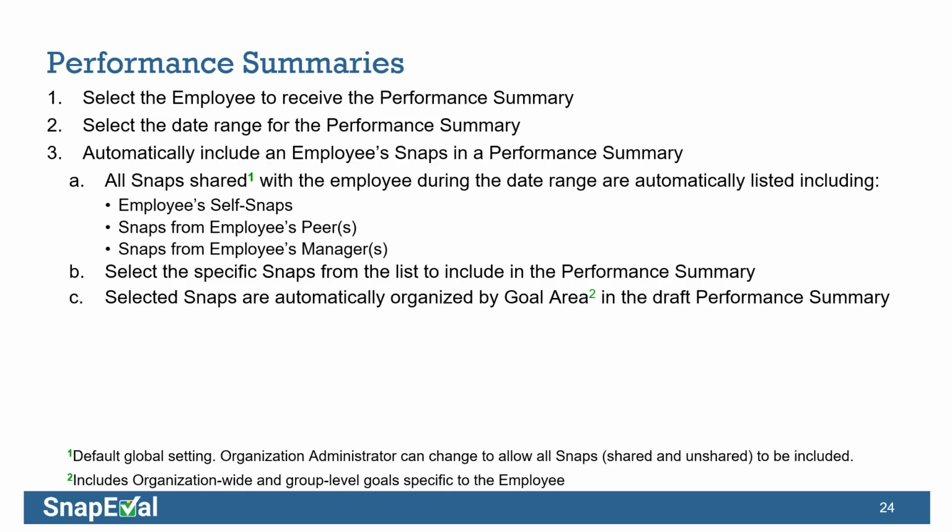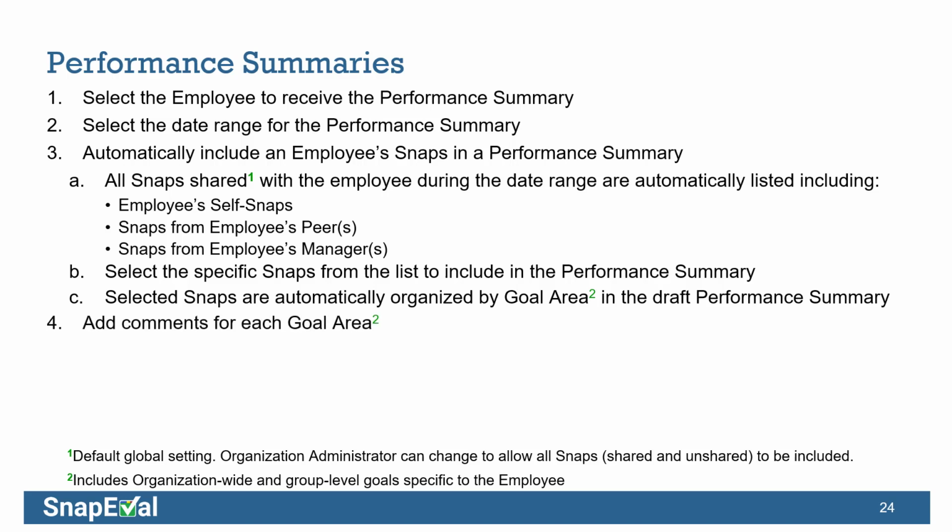So in other words, if that person has goal areas that are specific to their job function, any snaps that they received that relate to their job function are all going to be together. Any ones that relate to corporate-wide goals will also all be grouped together. So your whole performance summary is organized around the goal areas that are specific to that individual, and all of the snaps are grouped in those particular categories.